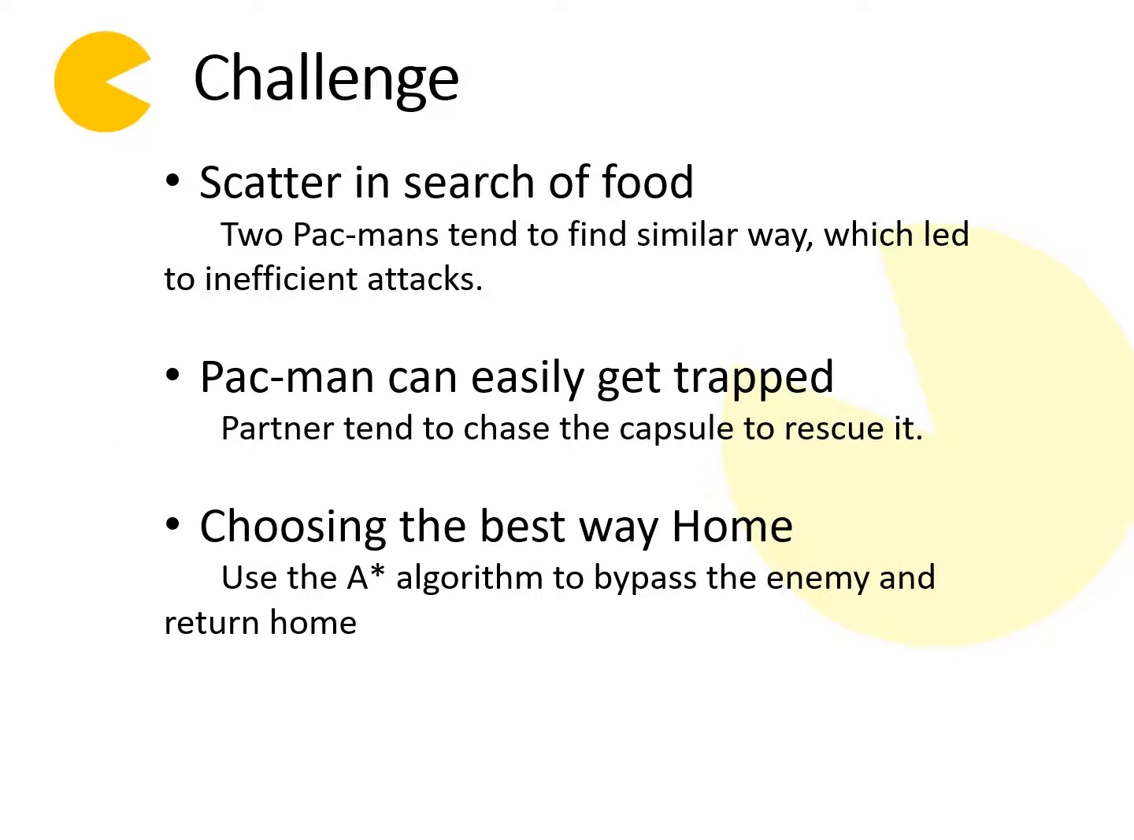The first challenge we experienced is the scatter in search of food. Two Pac-Mans find a similar way, which led to inefficient attacks, since they both implement heuristic search. The second is that some teams will keep our Pac-Man in a corner and not kill it, so that our Pac-Man will be trapped. In this case, the agent's partner will eat the capsule to rescue the agent. When there is an enemy around the middle line on the way home, it is easy to get stuck. As a countermeasure, we use the A-star search algorithm to avoid the opponent and find a new way home.